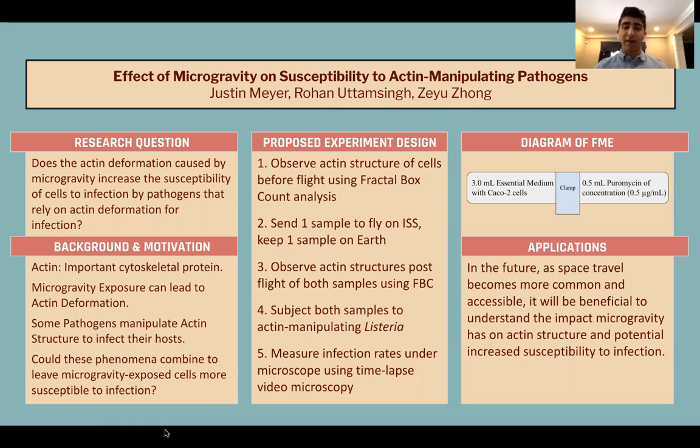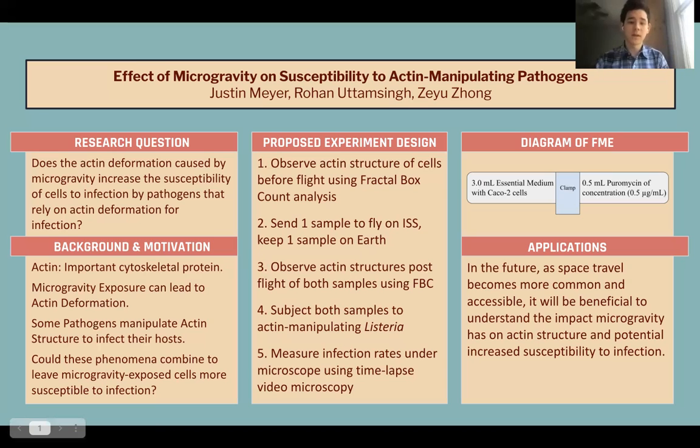Additionally, many pathogens manipulate the actin structure of their host cells in order to facilitate infection across the host. With the large number of pathogens that manipulate actin structure, these researchers wonder what the impact of an already weakened actin structure caused by microgravity exposure could be on the infectivity of such a pathogen.